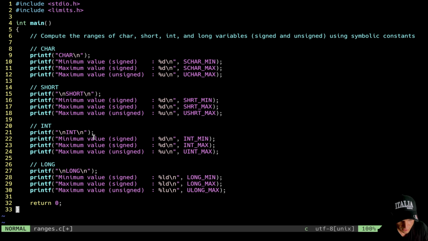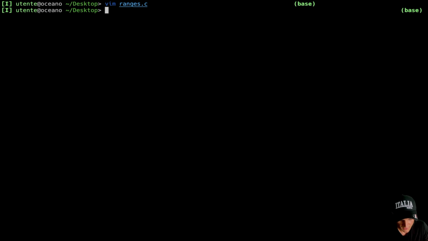So long story short, this is all the program in all its glory. As you can see, I have the char, and for every specific data type I print its specific symbolic constant, right? SCHAR_MIN, SCHAR_MAX, and unsigned, and so forth. For all these data types, this is super trivial. So we just run it and we are going to see the result.